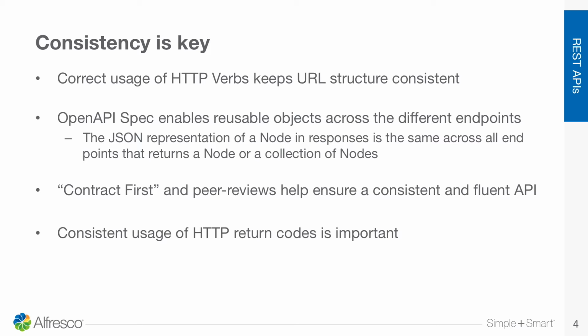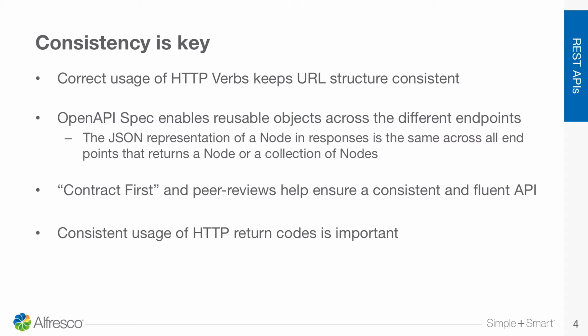Consistency is really key when designing a new REST API. You must have the correct usage of HTTP verbs, and you must have a clean and consistent URL structure. The OpenAPI specification enables us to reuse different representations across the different endpoints. This means that the representation of a node will be the same whether you're requesting a collection or a single node, or whether it's coming from the Nodes API or a Shared Links API. A node is a node, and you can expect the same consistent results across all the endpoints.